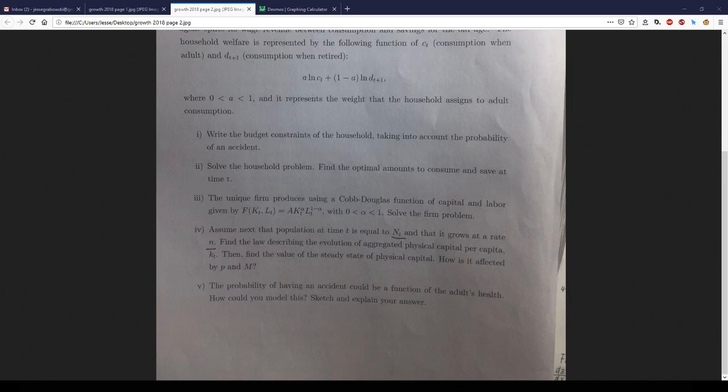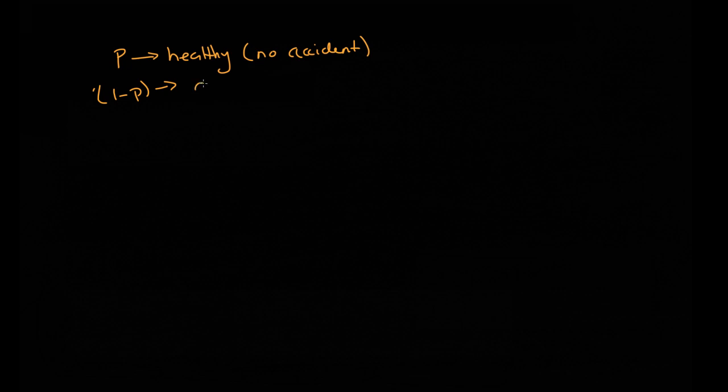Okay, so right now, our probability is just P. P is that we are healthy, or rather that we don't have an accident. And then 1 minus P is that we do have an accident. So the first thing we want to do is change P to be a function. And the question is, a function of what? It told us it's going to be a function of health. So there you go. P is a function of health.